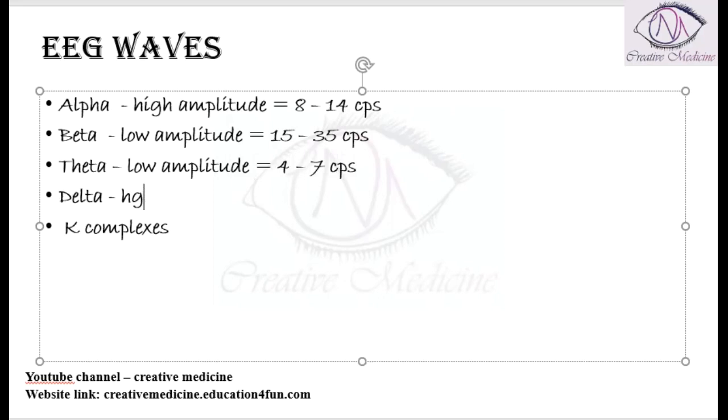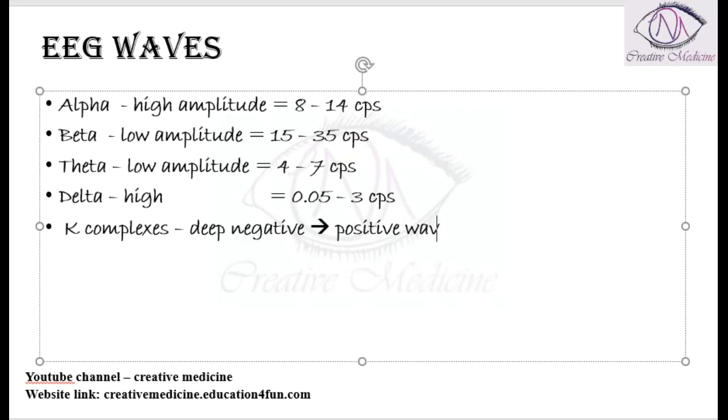whereas delta waves have high amplitude, and these delta waves have a frequency of around 0.05 to 3 cycles per second. Then K complexes have a deep negative wave, followed by a positive wave, and a few spindles are also present in the K complexes.